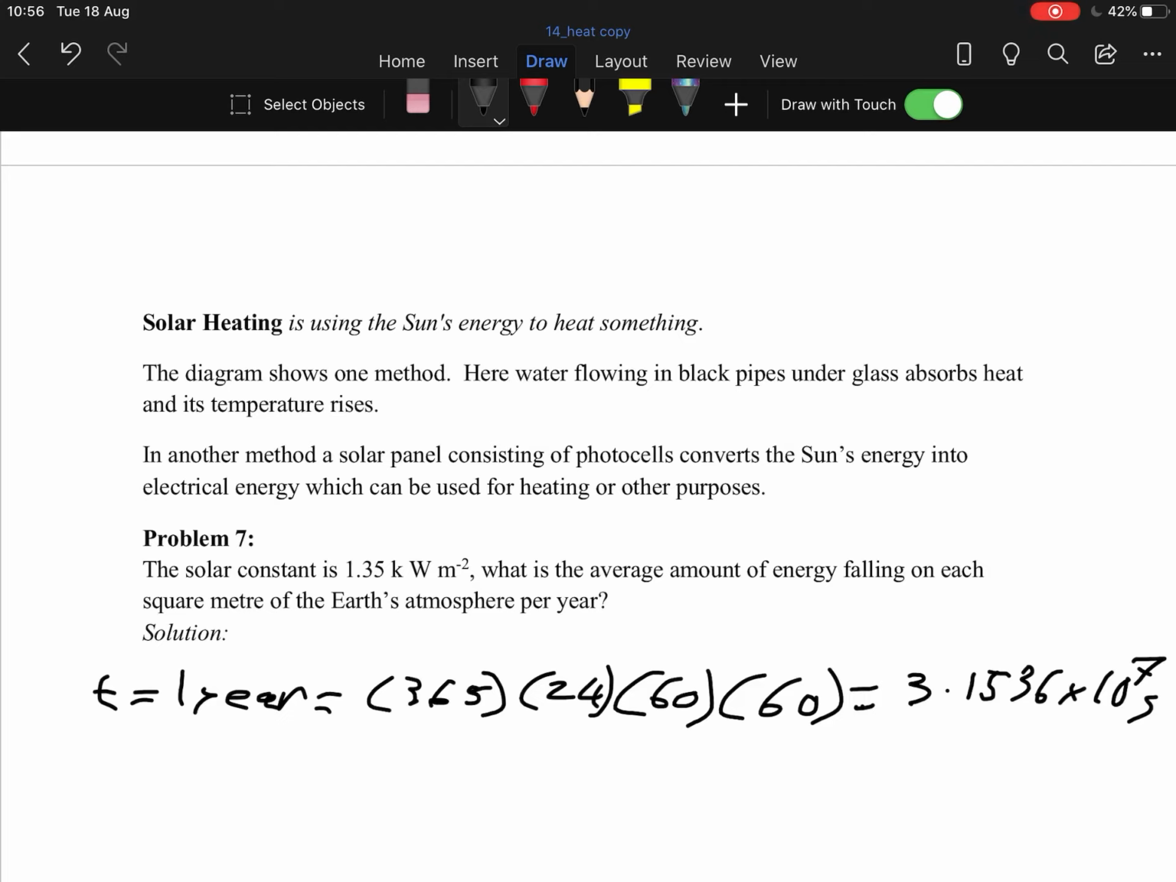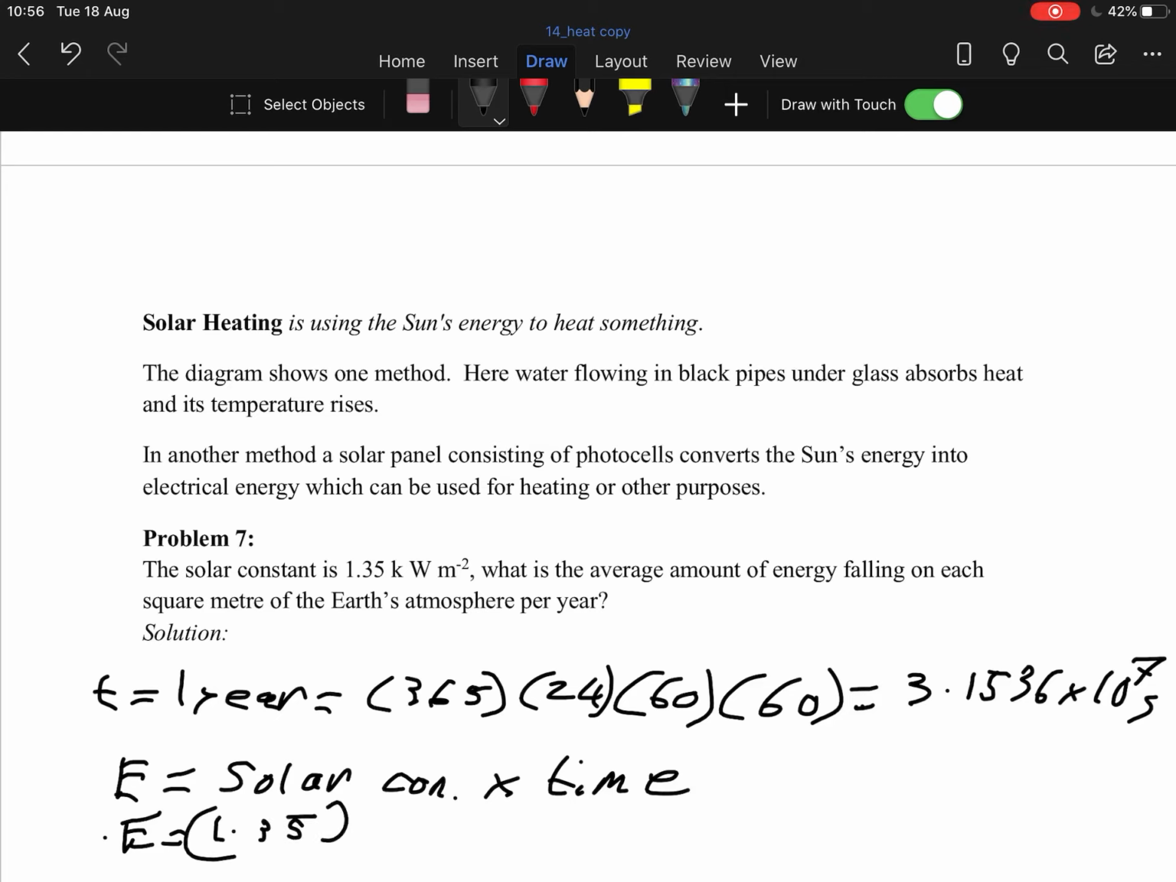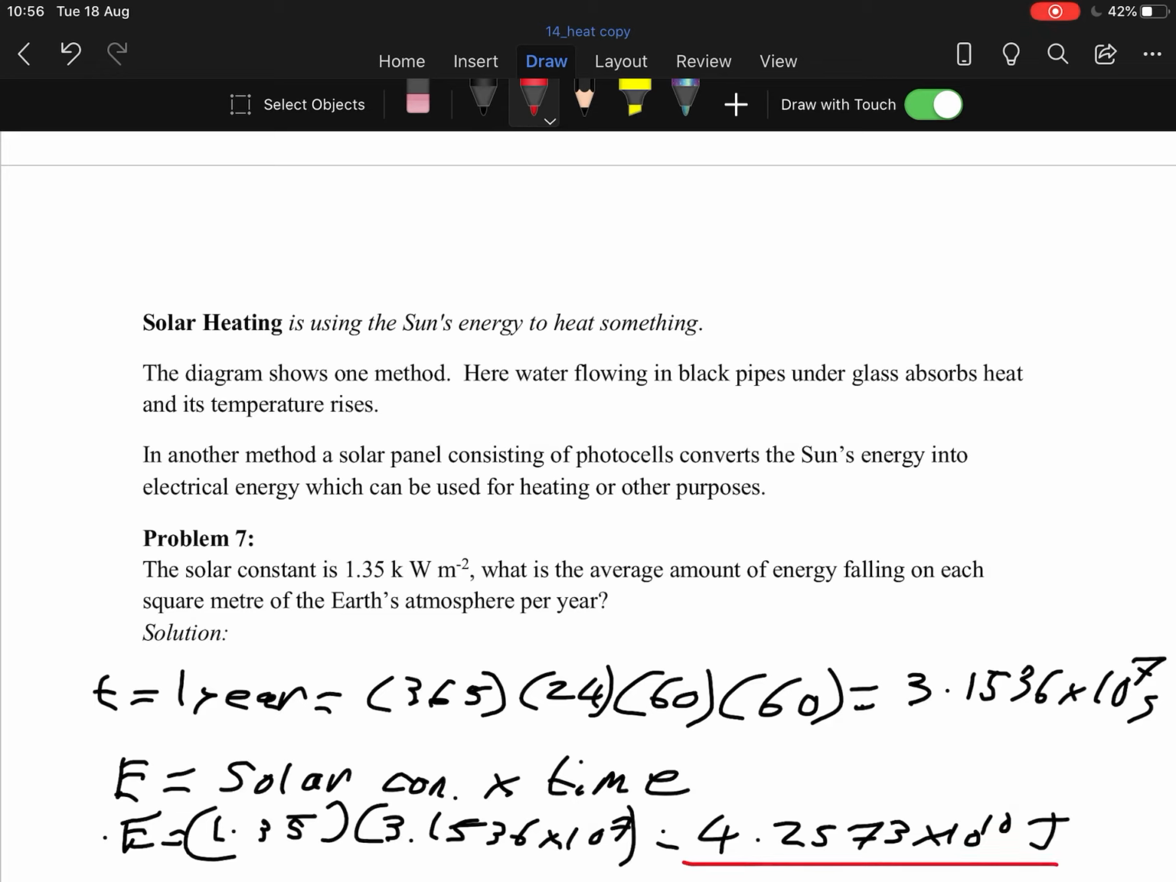So basically the energy, E or Q, whichever, equals solar constant multiplied by time. So E equals 1.35 times 3.1536 by 10 to the 7, which is 4.2573 by 10 to the 10 joules. And there you go. That's basically it.